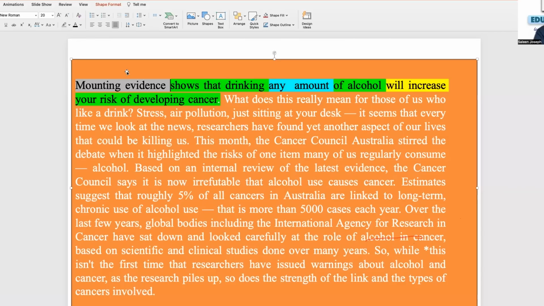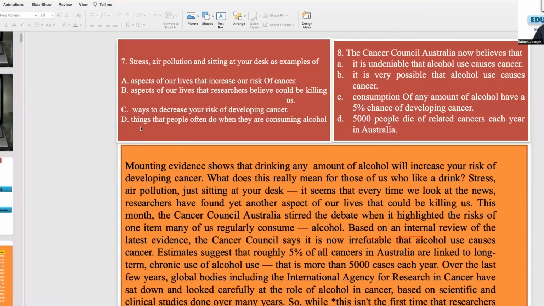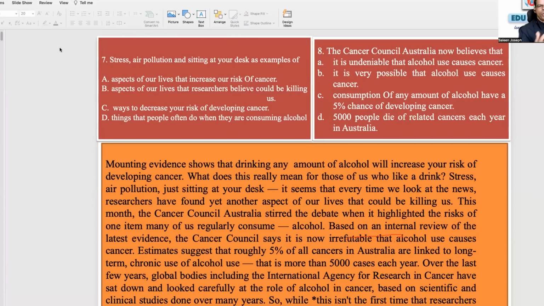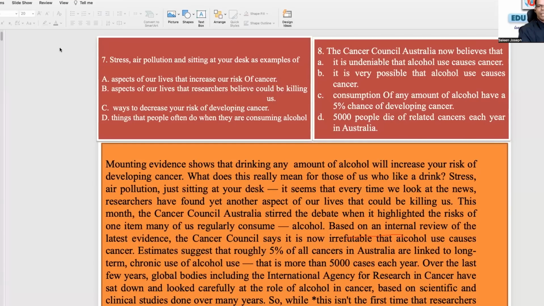So if you understand this, what is the benefit? Let's go to the questions once; we may not have understood the passage. Father, what is the meaning of mounting evidence? Mounting evidence means a lot of evidence, plenty of evidence, enormous evidence, evidence one after another. All the evidence is piling up.